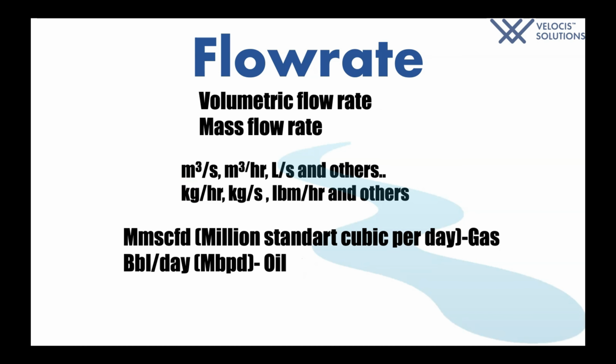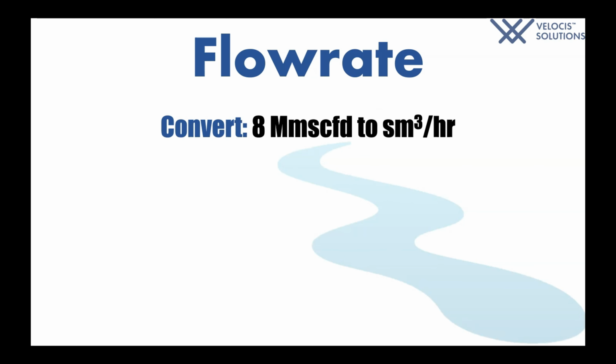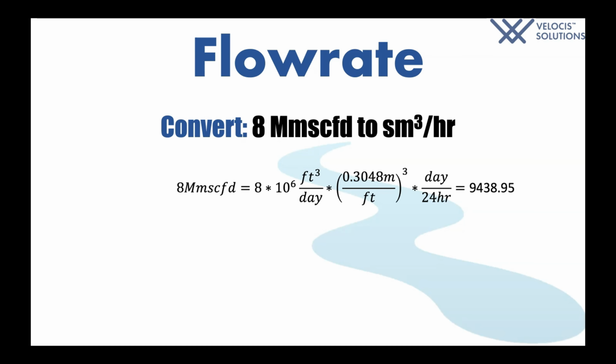Let's convert 8 million standard cubic feet per day to standard cubic meter per hour. First, we will show our number in a clearer way, by writing 10 to the power of 6 instead of million, and writing units in clear form. Then we will convert feet to meter, and needless to say in cubic form, and cancel out feet. Following this, day will be converted to hour by dividing the number by 24. Finally, as a result we get 9,438.95 standard meter cube per hour.